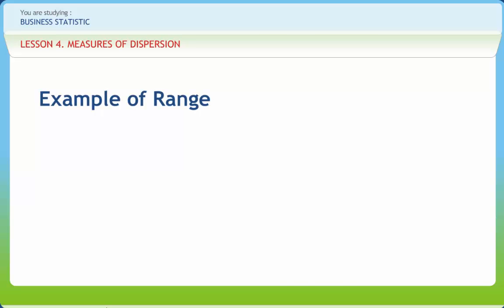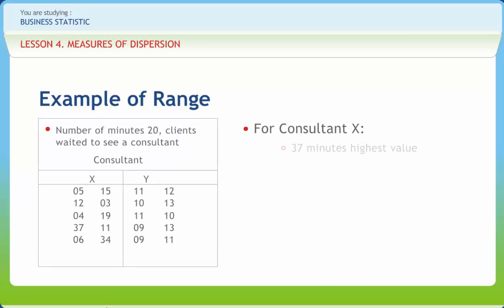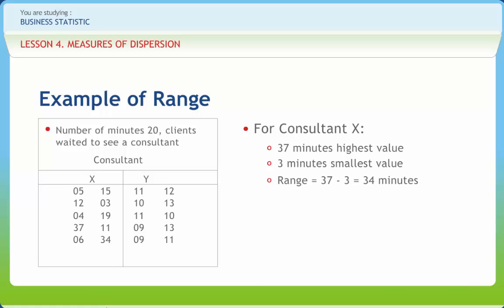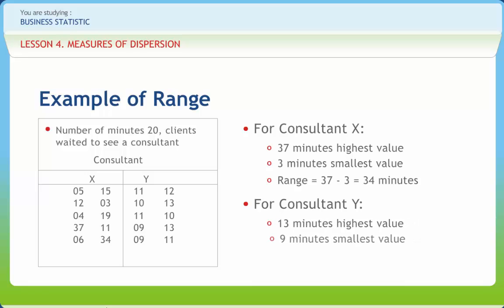In this example, for consultant X, 37 minutes is the highest value and 3 minutes is the smallest value. Range can be calculated by subtracting the small value from the high value. Then range is equal to 37 minus 3, which equals 34 minutes. For consultant Y, 13 minutes is the highest value and 9 minutes is the smallest value. Range equals 13 minus 9, which equals 4 minutes.